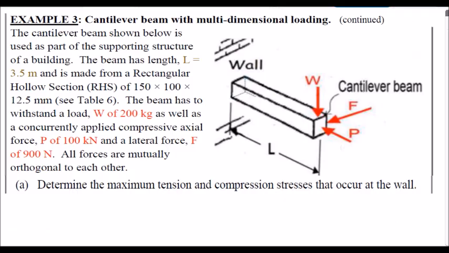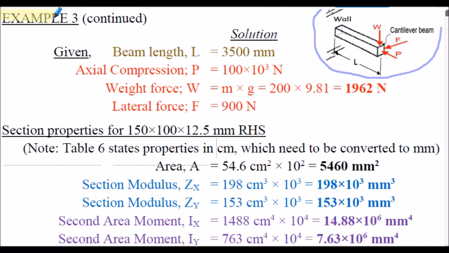So example 3, continued. Let's consider first of all part A. We're going to determine the maximum tension and compression stresses that occur at the wall. I said there's a slightly more complicated problem here because we have three-dimensional loading applied to the beam. So example 3, here's the solution.